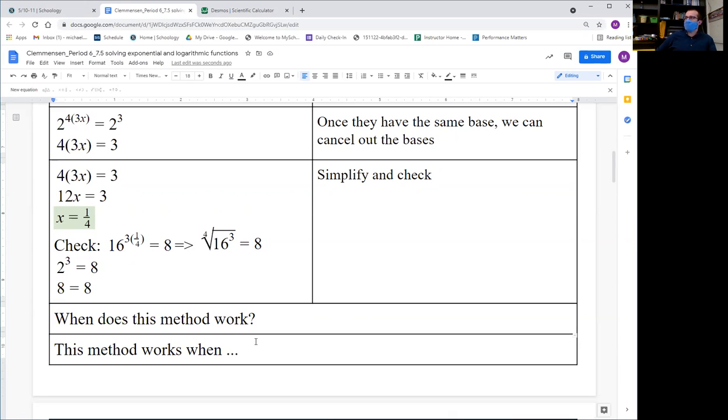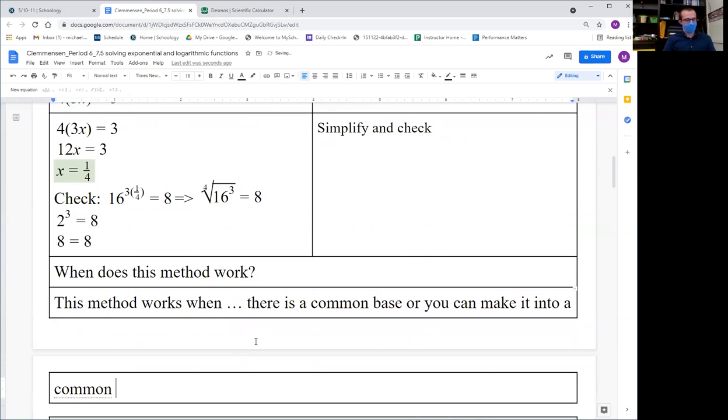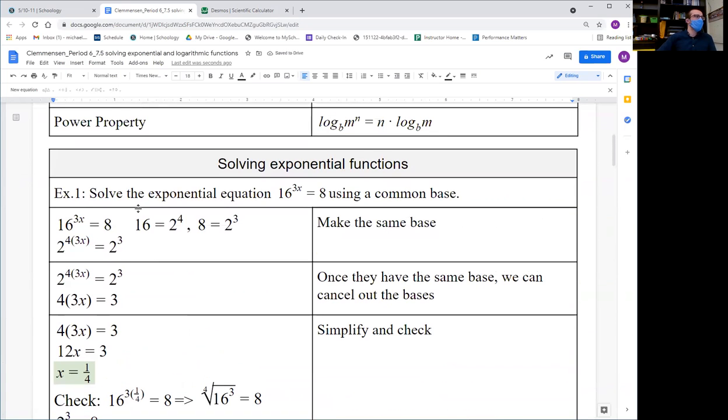It's a method. Yeah. When there is a common base. What'd you say? That's exactly what I was hoping someone would say. Or you can make it into a common base. Make it into a common base, I cannot type today. Because like we saw just now, these weren't originally common bases, but we can change them to be.